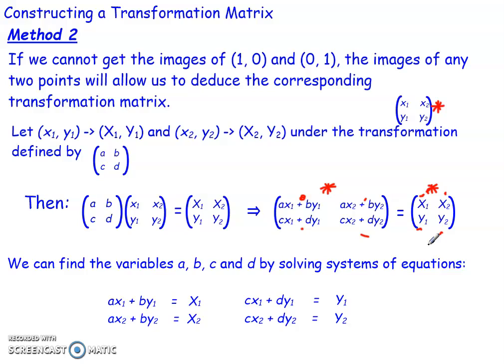So I can do 2 generic points as well if I'm not able to get the images of (1, 0) and (0, 1) within the system. So in essence, we need 2 points. It's easiest with the x and y intercepts, but if we don't have them, we can do it with any 2 generic points that exist within our system, and that transformation matrix applies to every single point that exists.